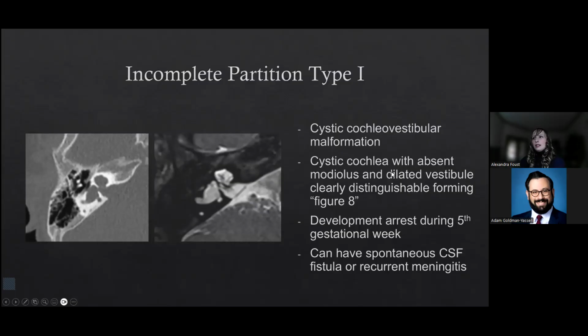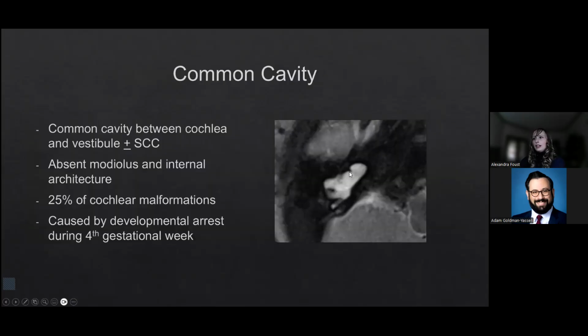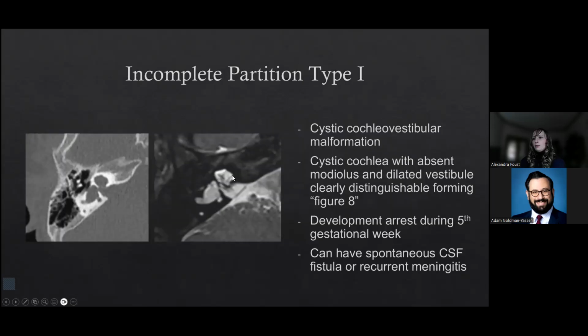Then we can move into the incomplete partitioning family of cochlear malformations. So now we're getting less severe. We're starting to have a cochlea that's clearly separated from the vestibule, whereas with the common cavity, we don't have any clear separation between the cochlea and vestibule. As we move into the incomplete partition family, you'll start to see that the cochlea is really separate from the vestibule, but it still has some problems with its internal structure.